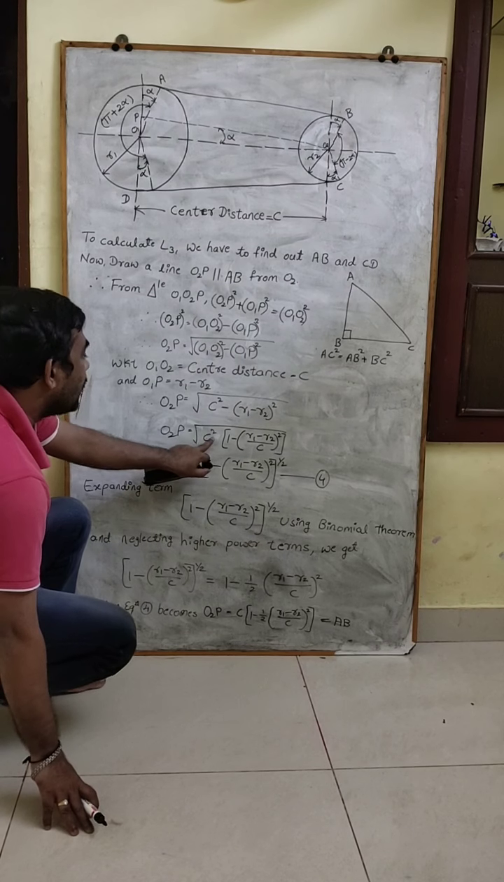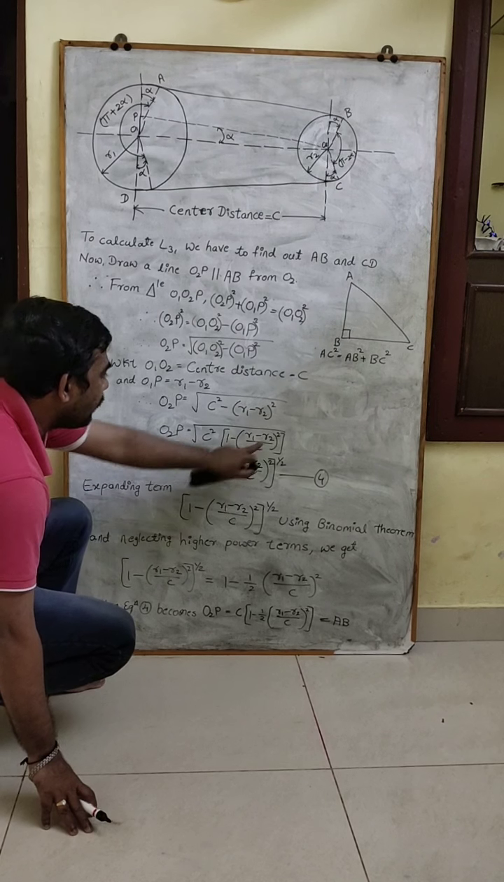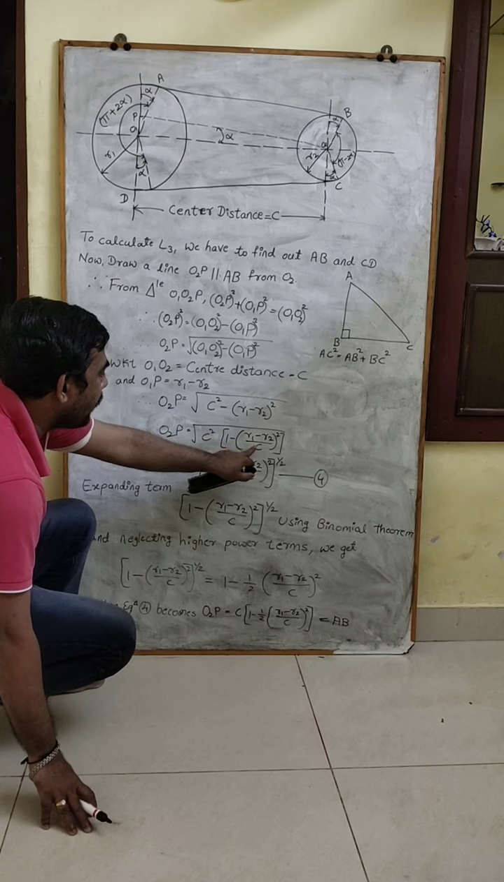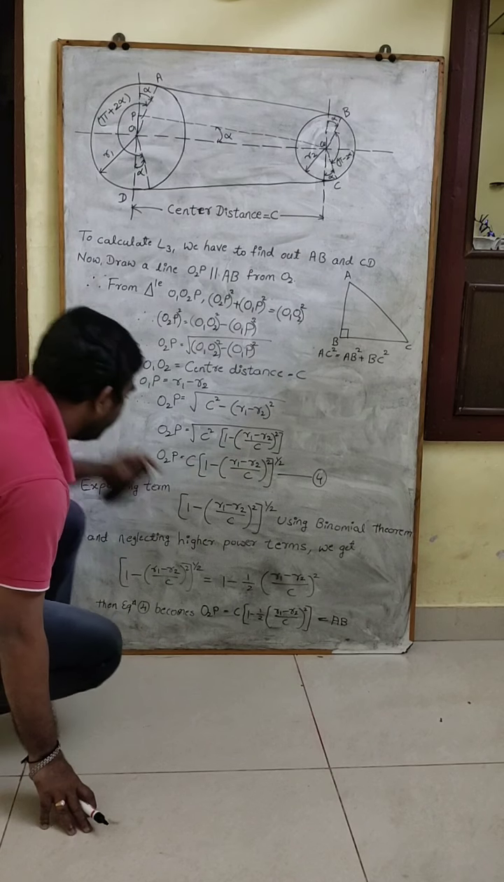Here, the square root of C square is C only, so the remaining term is kept as it is. Or else you should take the square outside the square root term, meaning the power 1 by 2. So this should be treated as equation number 4.